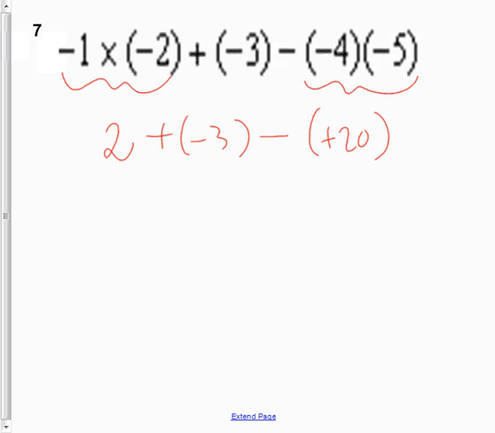I now have addition and subtraction. I'm going to simplify them in the order from left to right. The sum of these two is -1. The easiest way to subtract is to change to adding of the inverse, and you get -21 for your answer. Okay?